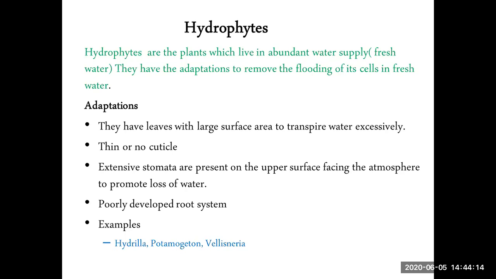Number three, such plants have extensive stomata which are present on the upper surface of the leaves, facing toward the atmosphere, so they can lose more and more water. Large leaves, thin or no cuticle, extensive stomata on the upper surface, and poorly developed root system. What are the examples? Hydrilla, Potamogeton, Vallisneria, and many more.